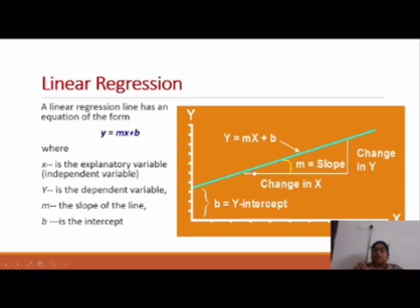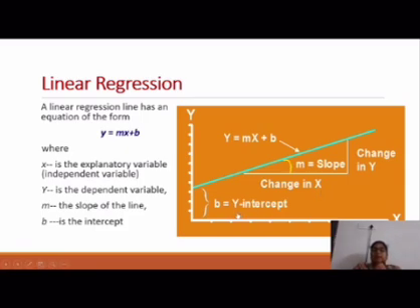So in the equation of the straight line, if there is any change, the change that we are indicating is y, because it is dependent. This value is dependent on the previous value. Okay, so that's why y is dependent and x is explanatory. So anything which explains the change in x is an explanatory variable.